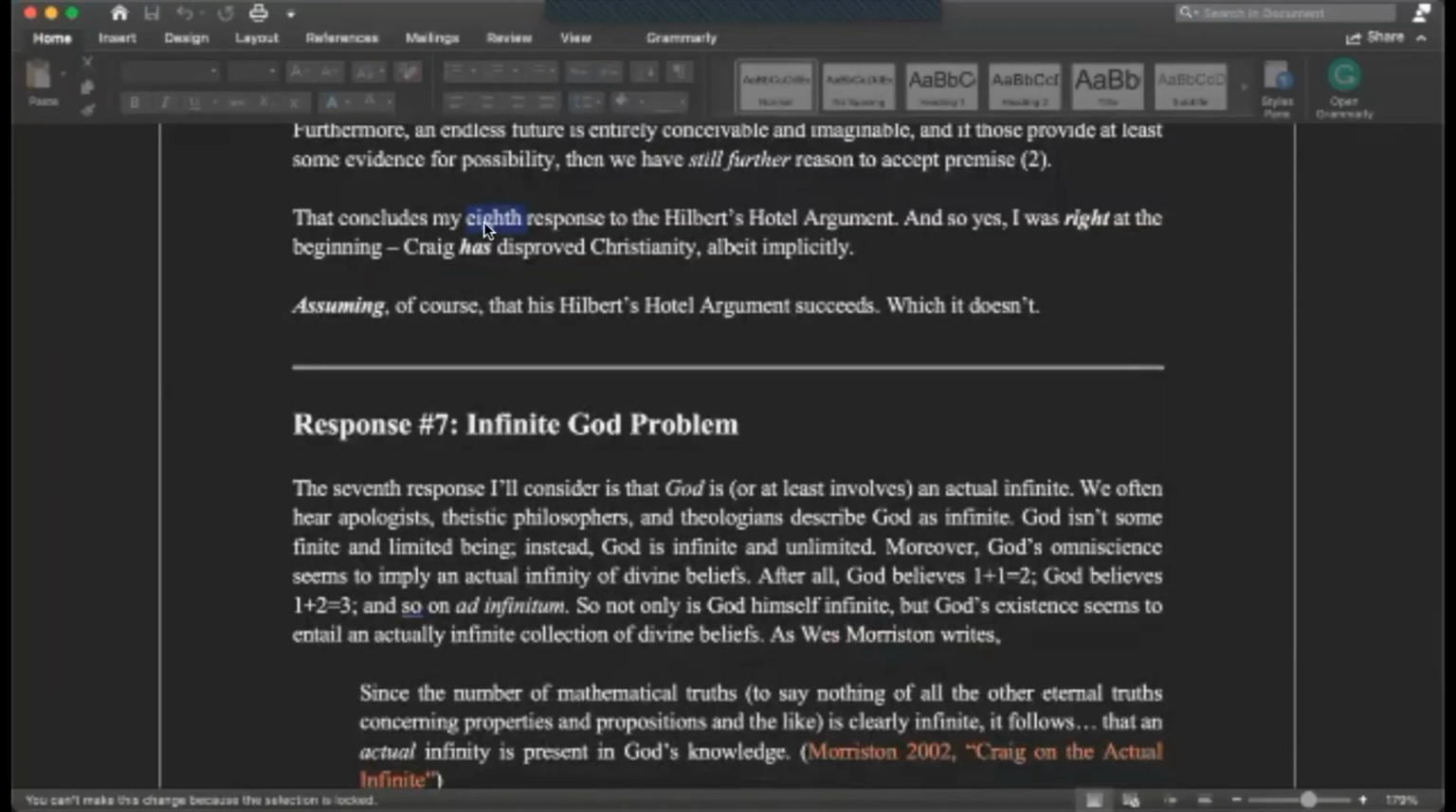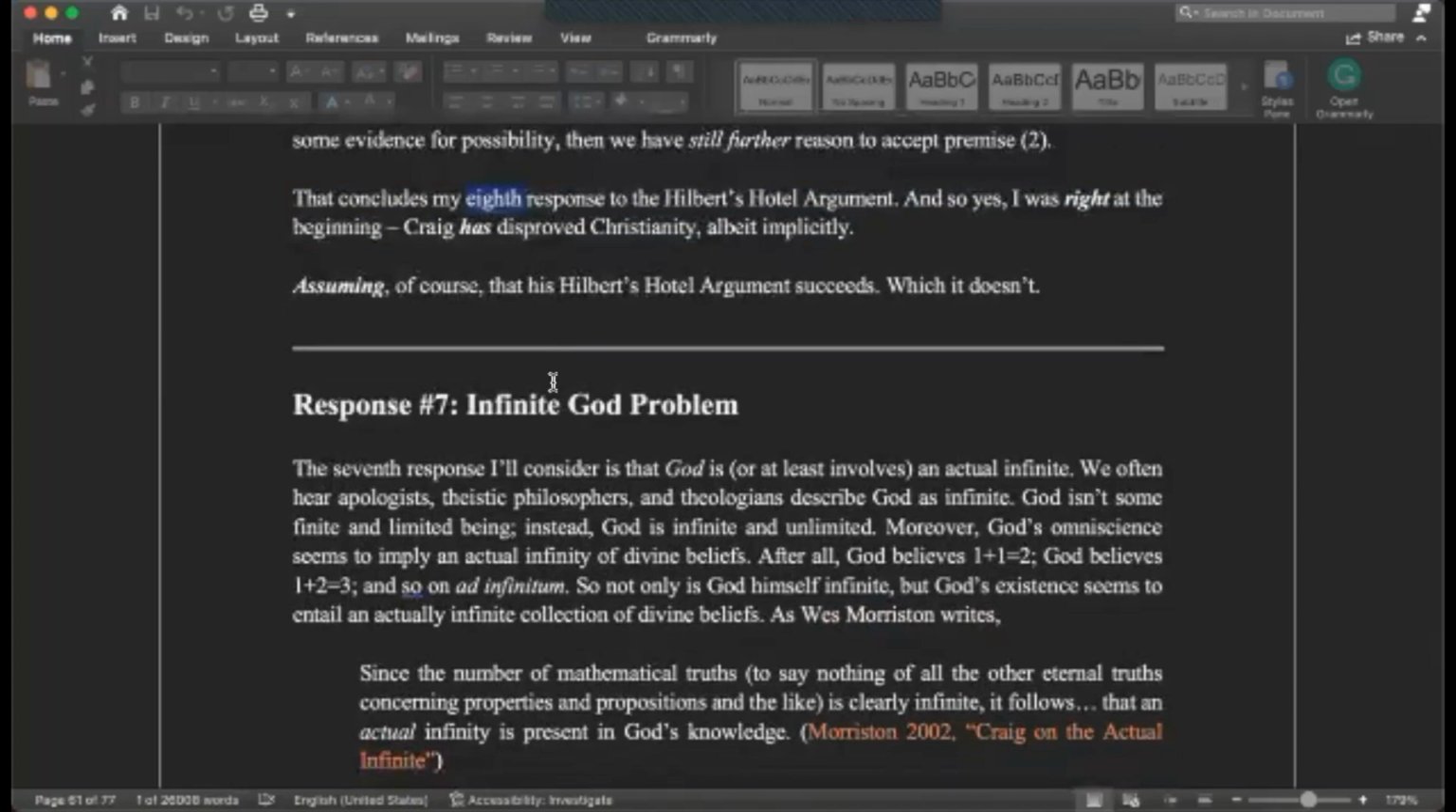Oh my goodness, did I say the 8th response? That should be the 6th response. Okay, yeah, so that should be the 6th. Just ignore that. It says the 8th, but that's wrong. So on to response number 7, right?